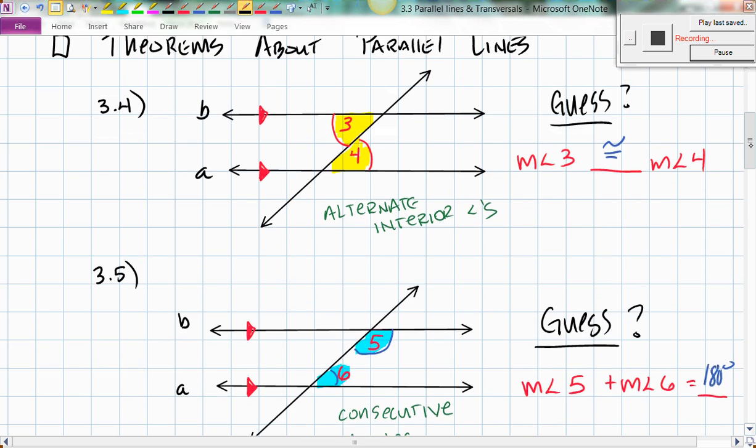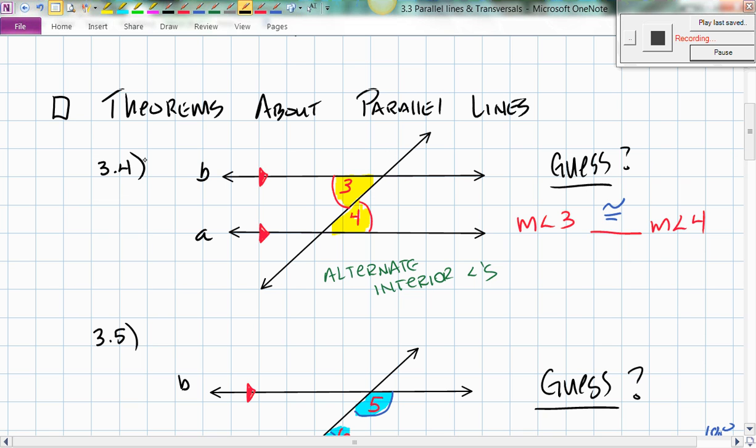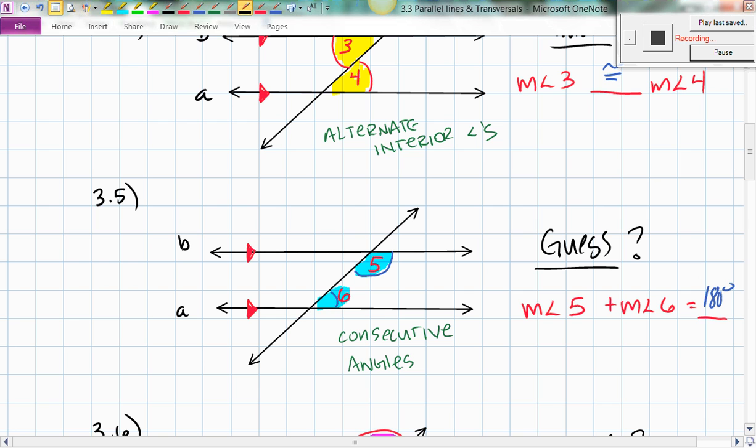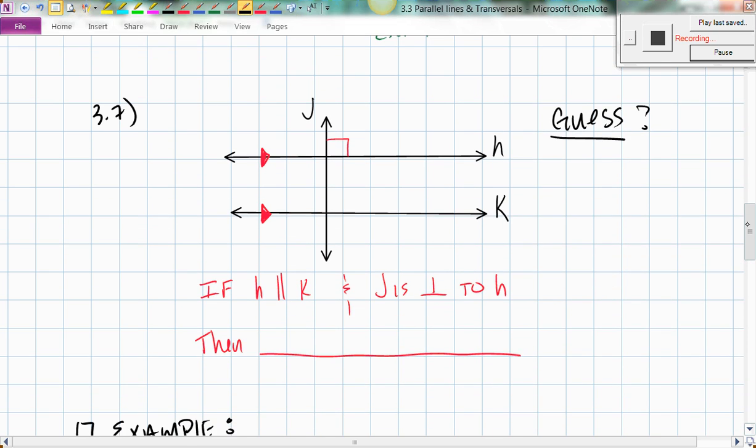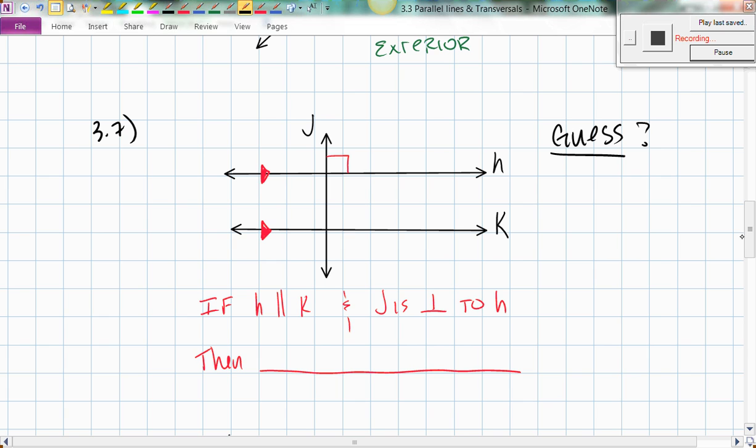Okay, so as a quick review, theorem 3.4 says alternate interior angles are congruent. 3.5 says consecutive angles add to 180 if my lines are parallel. And theorem 3.6 says alternate exterior angles are congruent, again if my lines are parallel cut by a transversal. Okay, last one here, the last theorem of box number 2.